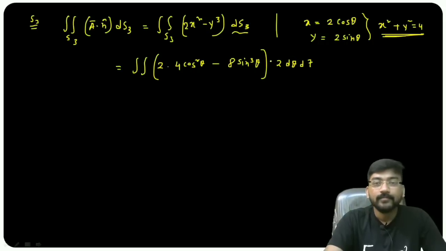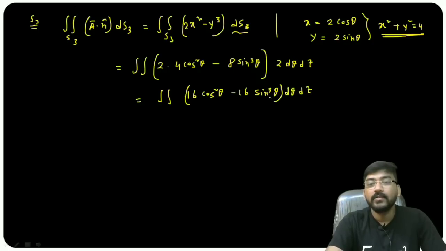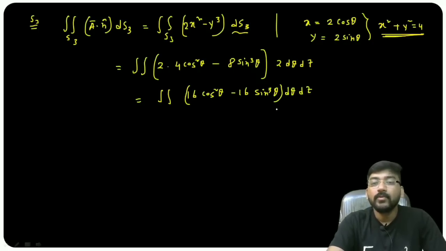Just let me repeat it again. So 4 into 2 is 8, and 8 into 2 means 16, you can see. So it will be 16 cos²θ minus 16 sin³θ into dθ dz. Okay, so now if you put the limit of z, then it is very easy.